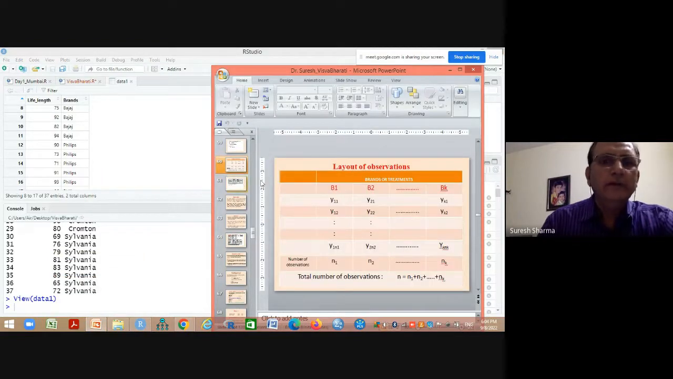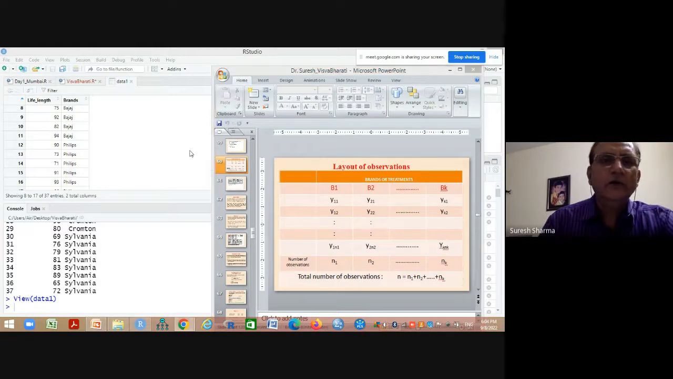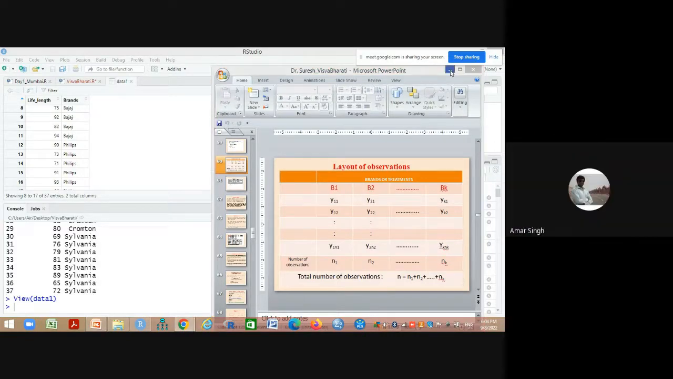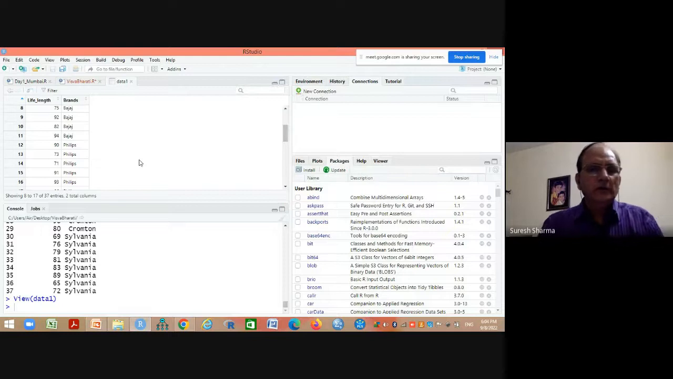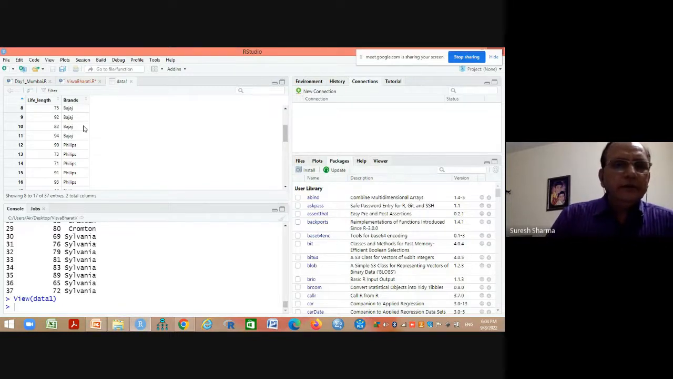Second column, that means Y21, Y22, and substitute here. So that is coming out of Philips. You follow the point or not? This is how I enter the data. All right, so now Bajaj, Philips, Crompton, Sylvania.